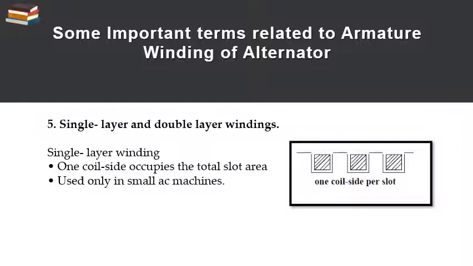Slot और teeth क्या होते हैं इसके बारे में हमने पहले ही discuss कर लिया है, फिर भी मैं आपको एक बार बता देता हूँ। ये जो projected हिस्सा है इसको हम teeth बोलते हैं, और ये जो खाली हिस्सा है जिसमें हमने winding को fill किया है, this is called the slots. तो slot में हम winding को fill करते हैं। अगर एक slot में एक ही coil side fill कर रहे हैं, so this is known as single layer winding और one coil side per slot winding.